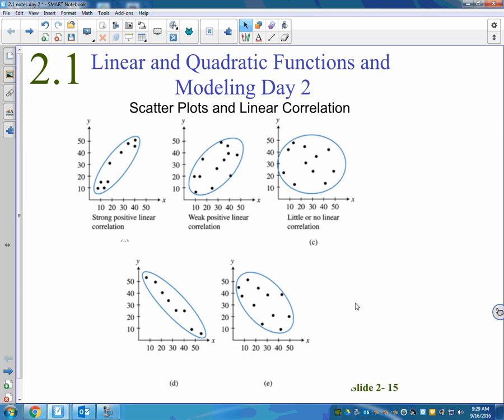And then I always struggle coming up with examples of this, but this would be the bigger that x gets, the smaller that y gets. So we normally say that has a negative correlation, but again, we're just going to be more specific and say that's a strong negative and that's a weak negative.